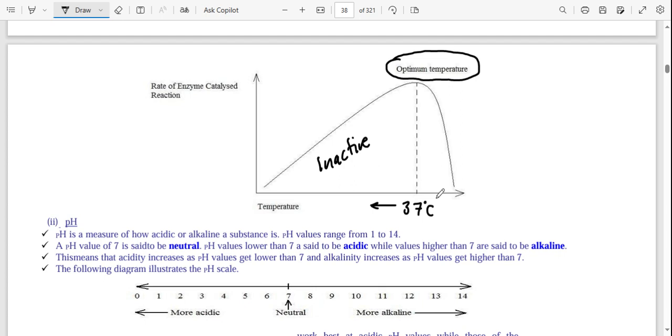But for temperatures which are greater than 37, for example 40, 45, the enzymes are going to be denatured. Remember we said that enzymes are mostly proteins. So proteins have a way the amino acids have to be arranged. So if you increase temperature, it's going to destroy the arrangement of the amino acids, right? And so that is what we call denaturing.